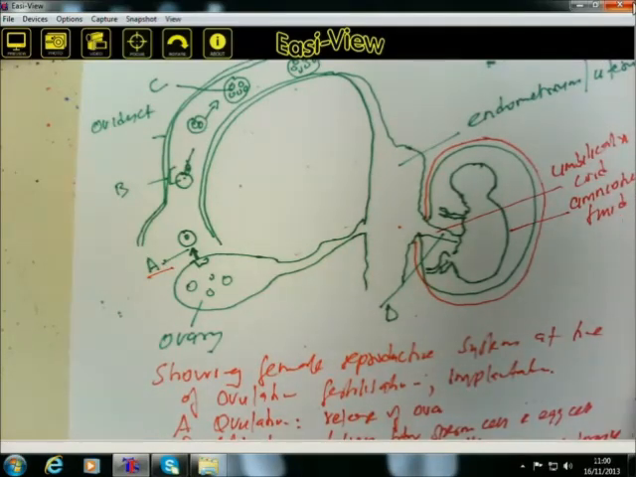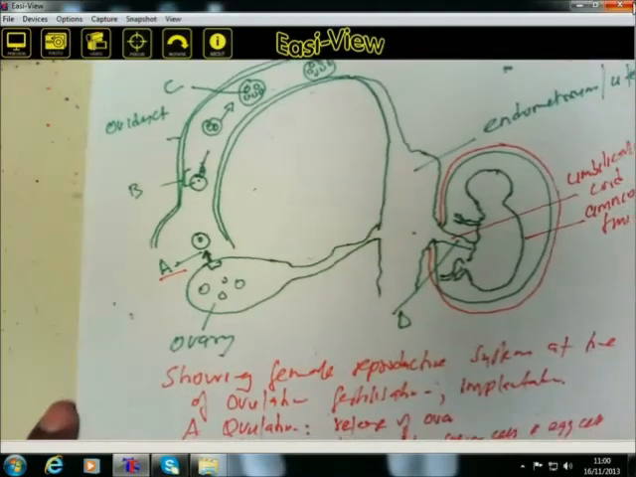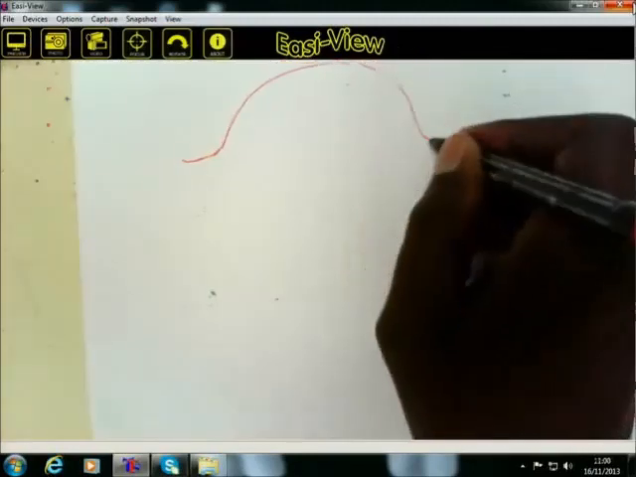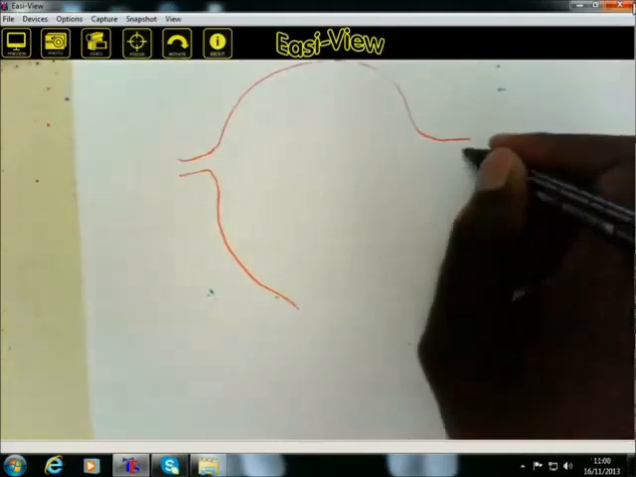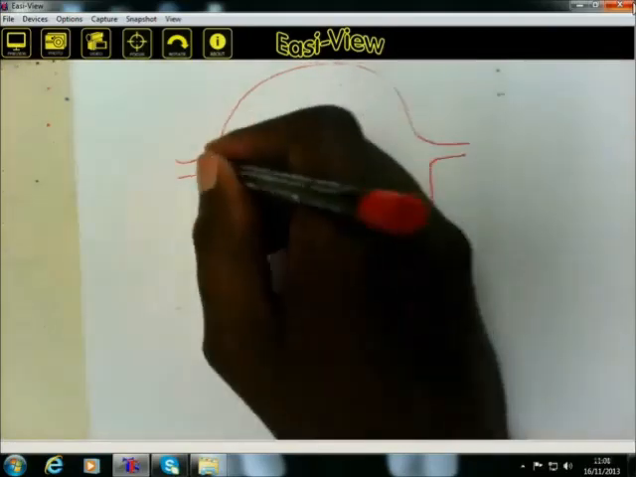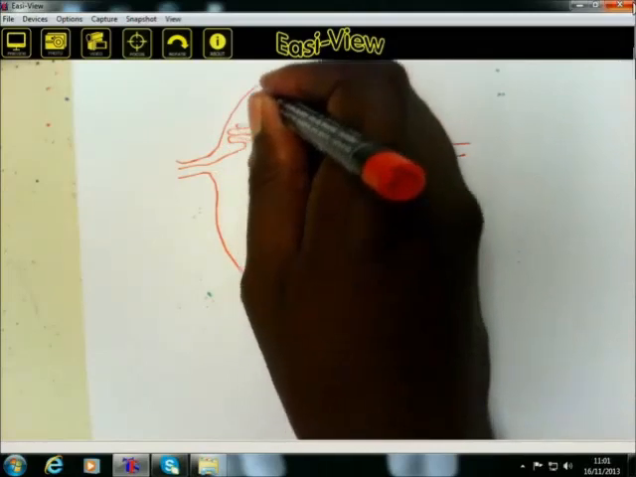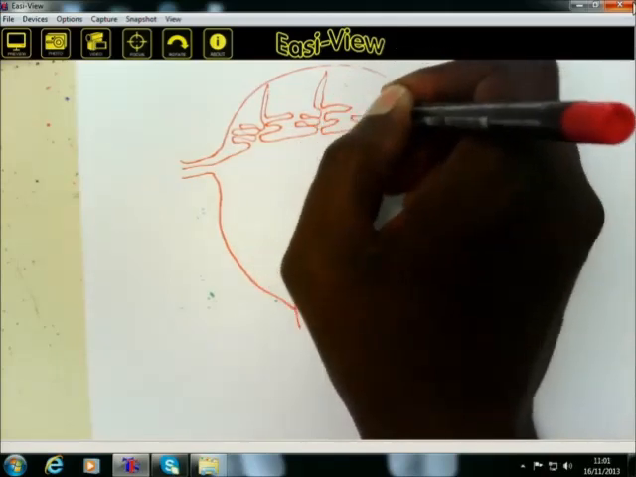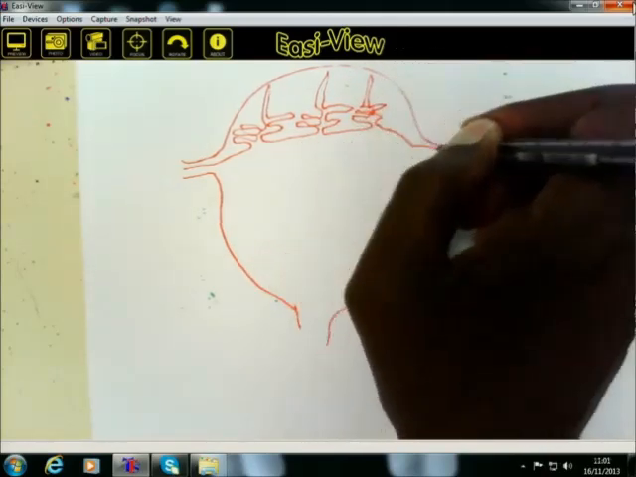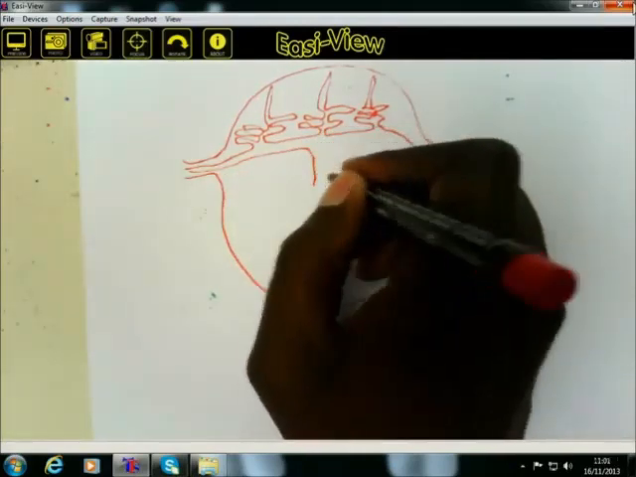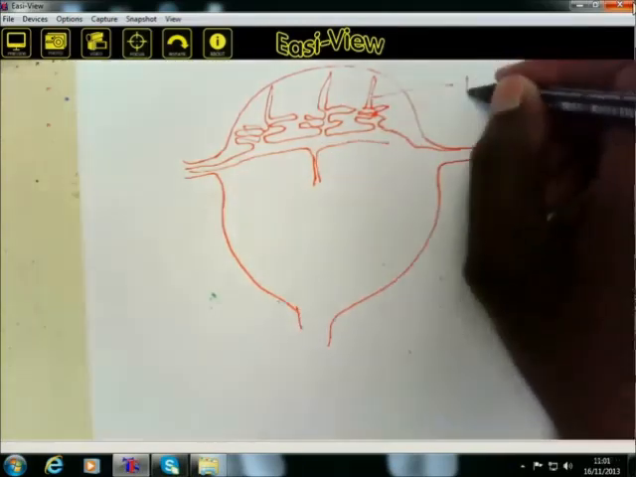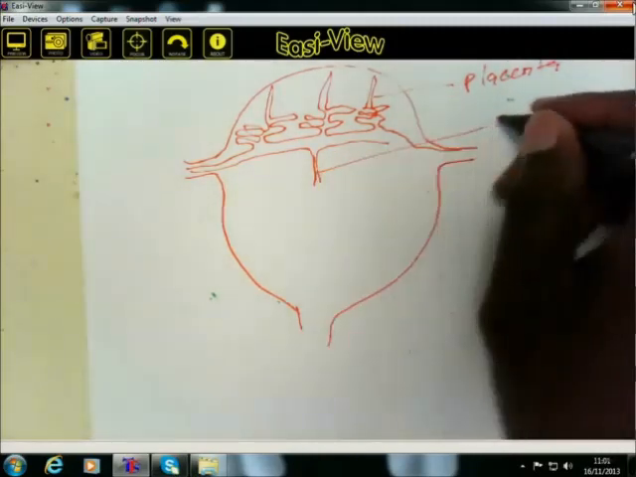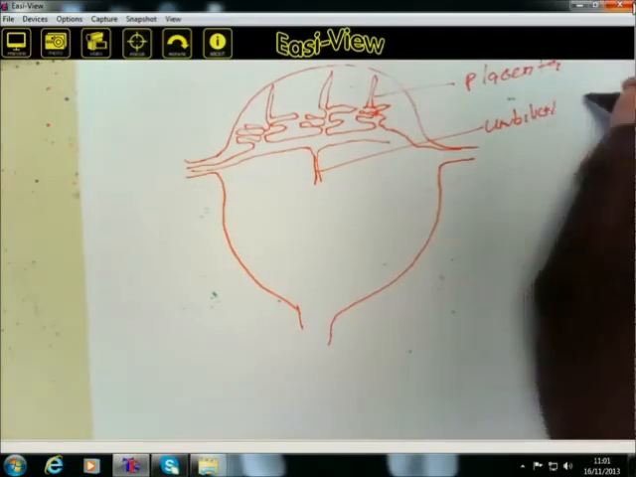Now, this umbilical cord, I'll show you another structure where the pregnancy is fully developed. The structure like this. You'll bear with me that we are going to make sure that you have an interest in drawing diagrams. We've got the structure here, which has some villi. Now this is the umbilical cord, which is attached to that structure. And that structure is called the placenta. The placenta. And this is called the umbilical cord.